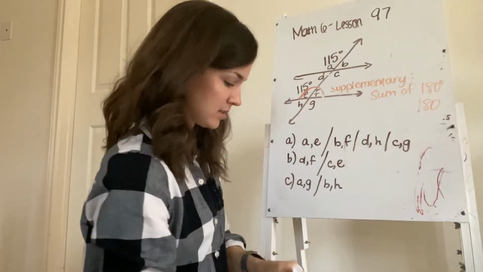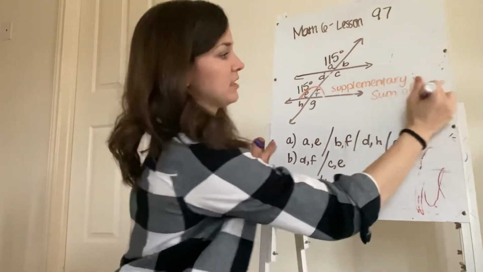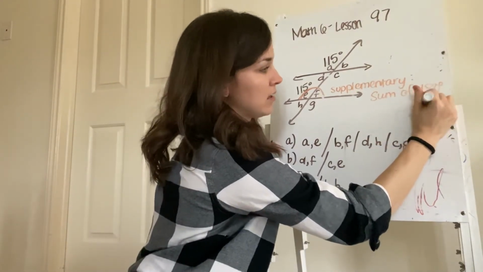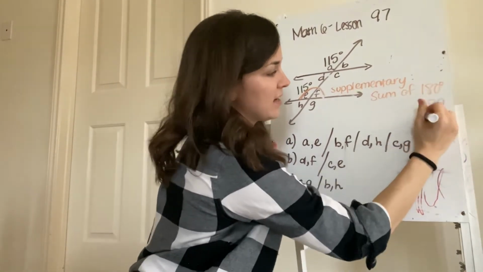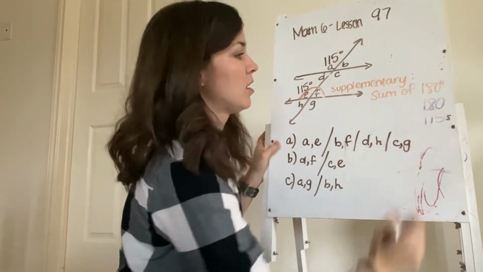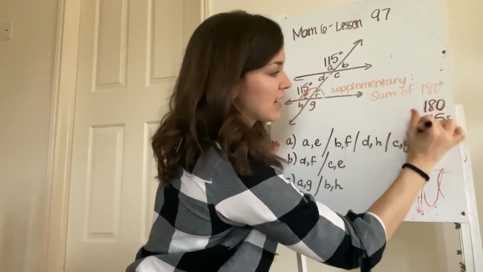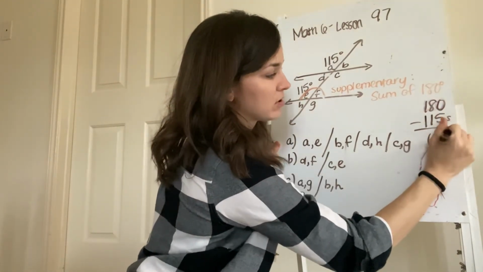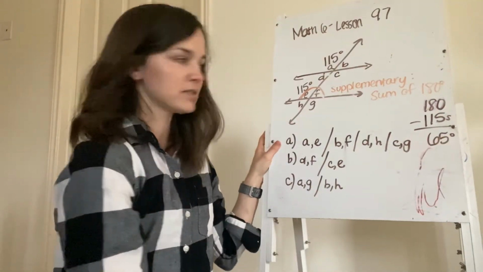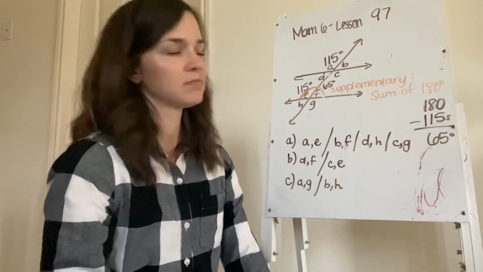Let me get a pen that's a little darker. That's kind of hard to see. We'll get 180 minus 115. So when we subtract those, we end up with 65 degrees. So this guy over here is 65 degrees.